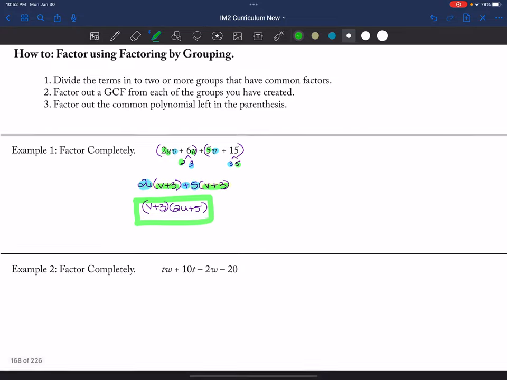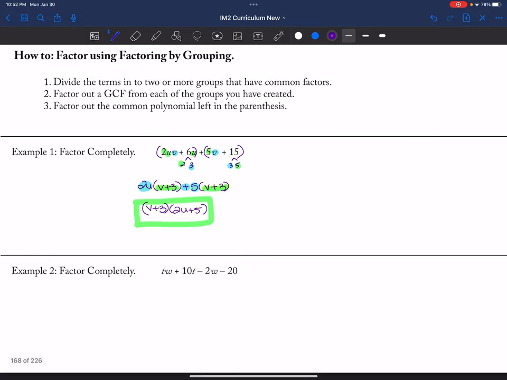Okay? Again, I'm going to go ahead and factor again. So I look at my first two terms and my second two terms. Okay?